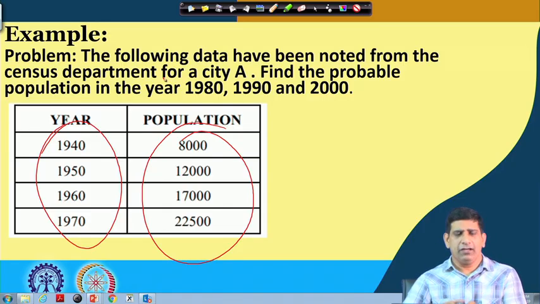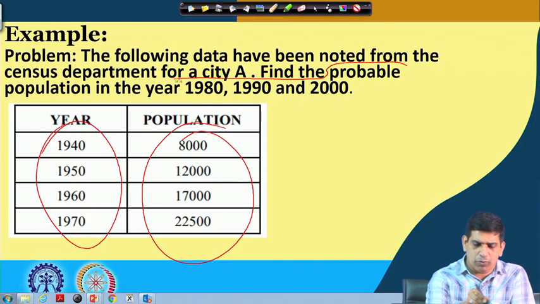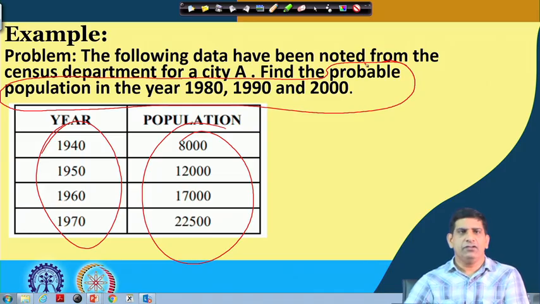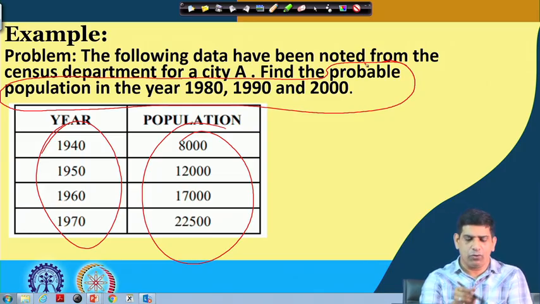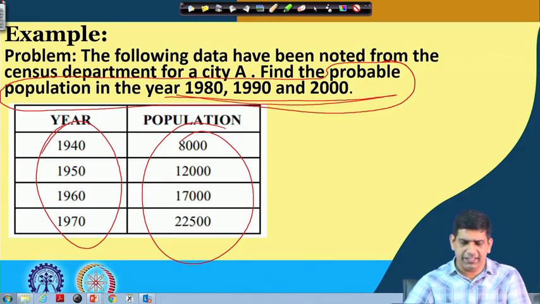Taking this data into consideration, the question is asking us to project the population. It says find out the probable population in the year 1980, 1990 and 2000. So we have been given 4 data points. Using those 4 data points, we will try to project what the population of the future will be. So let's see how we can go about doing that.